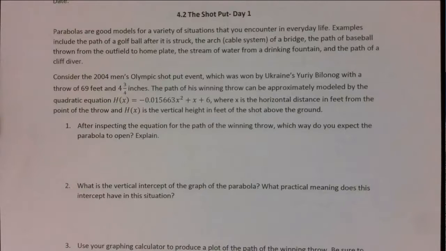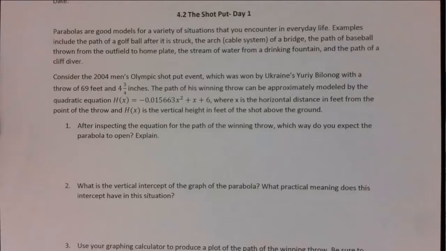This week we were talking about 4.2, and this one is modeling real life situations. We were talking about parabolas last week, and they're good for different situations. You can think of a golf ball after it's been hit, the path it follows: it goes up and then it goes down. The arc of a bridge, the cable system. A pretty famous one is the Golden Gate Bridge in San Francisco. There's that U shape, that's a parabola.